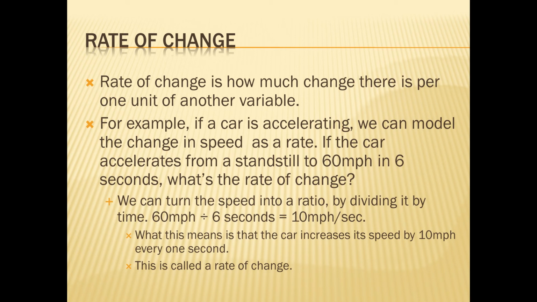So rate of change is how much change there is per one unit of another variable. For example, if a car is accelerating, we can model the change in speed as a rate. If the car accelerates from a standstill to 60 miles an hour in 6 seconds, what's the rate of change? We can turn the speed into a ratio by dividing it by time. So 60 miles an hour divided by 6 seconds is equal to 10 miles an hour per second, which means that the car increases its speed by 10 miles an hour every 1 second. This is called rate of change.